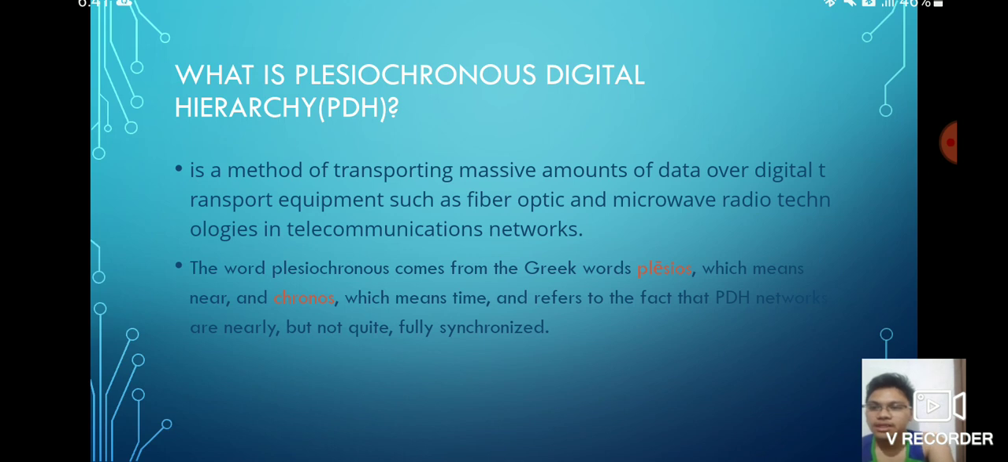First, what is Plesiochronous Digital Hierarchy, or PDH? PDH is a method of transporting massive amounts of data over digital transport equipment such as fiber optic and microwave radio technologies in telecommunications networks. The word plesiochronous comes from the Greek words plesios, which means near, and chronos, which means time, and refers to the fact that PDH networks are nearly but not quite fully synchronized.